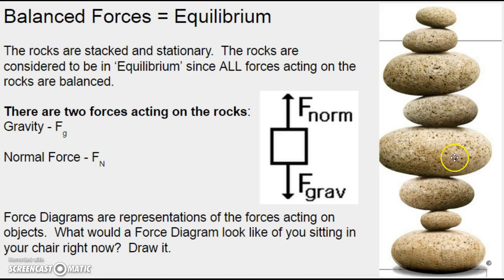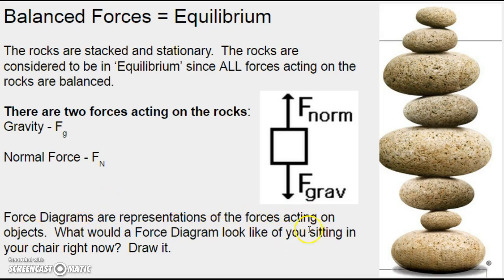So the rocks over here are stacked and they are stationary. The rocks are considered to be in equilibrium since all the forces acting on the rocks are balanced. There are two forces acting on these rocks: gravity acting downwards, and a normal force or a support force acting upwards. Force diagrams are representations of the forces acting on objects.